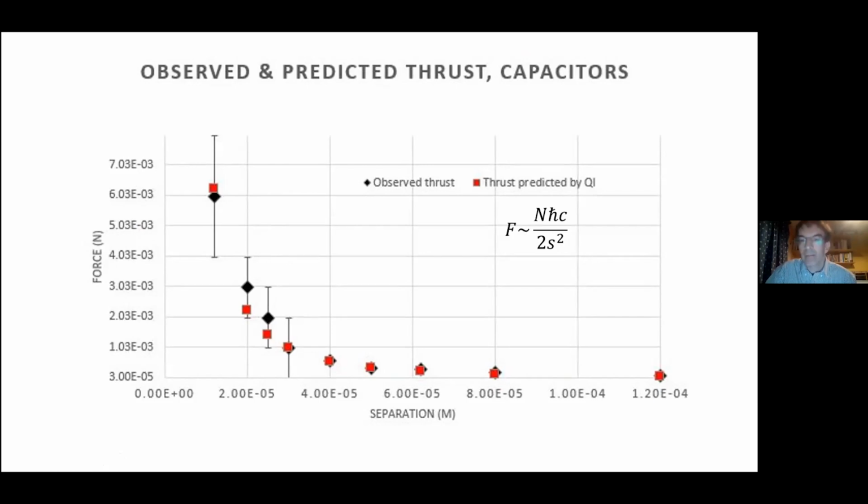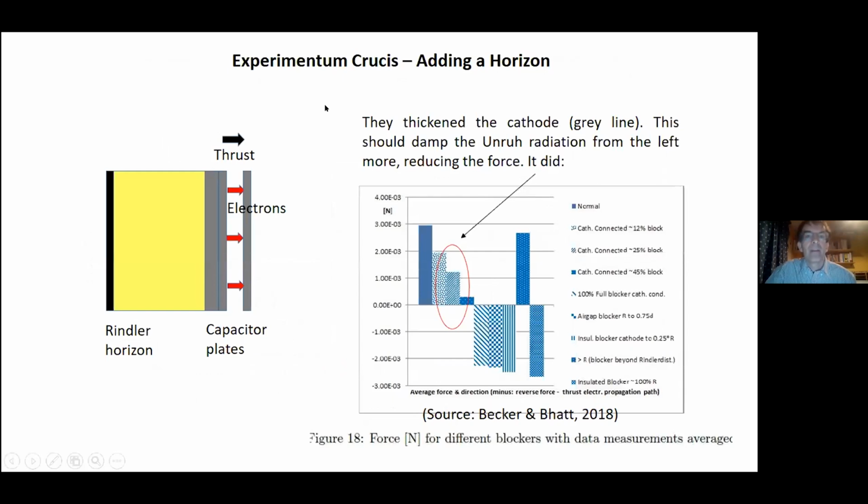So this is really interesting. This is a huge force which is launchable. Beckham Bat also did some other things with their experiment. For example, they thickened the cathode. You can see I've shown it in the schematic on the left. And this will tend to damp the Unruh waves on the left even more, so it should reduce the force. And indeed, it did. So this graph here shows the force. These bars show the direction of the force, whether it's forward or back. So initially they have this big blue bar, and with the thicker cathode they reduce the force.